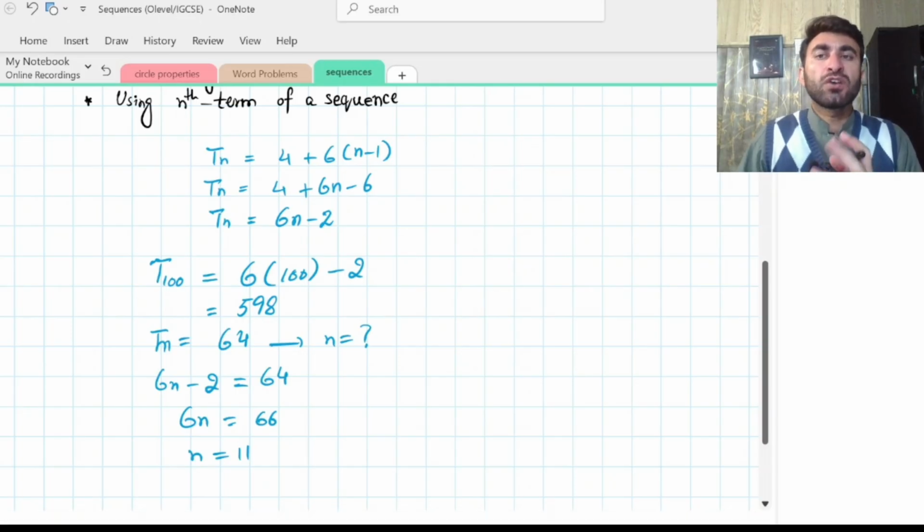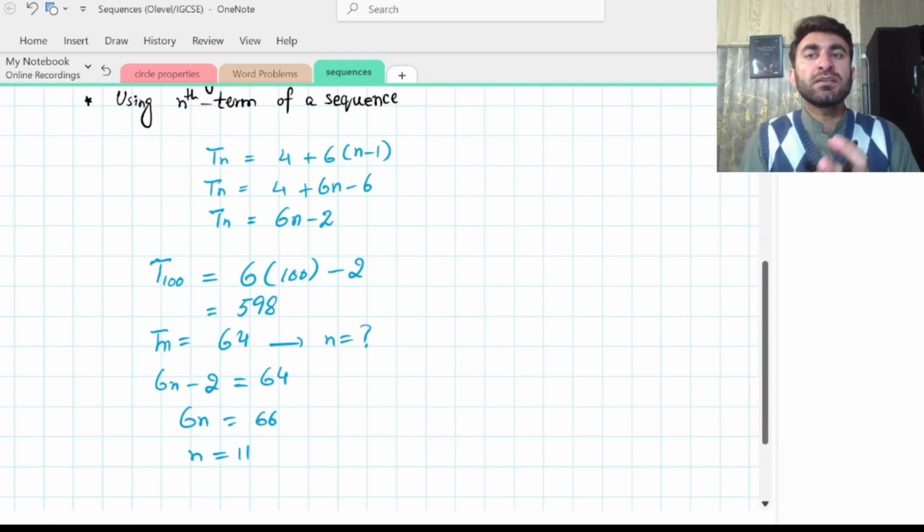So that is how we deal with a linear sequence: in order to generate the next few terms of the sequence, or to find the nth term or the general term formula for a sequence, and then use that nth term formula to generate any term of the sequence or to find any term number of the sequence. So let us discuss a few more questions on linear sequences.